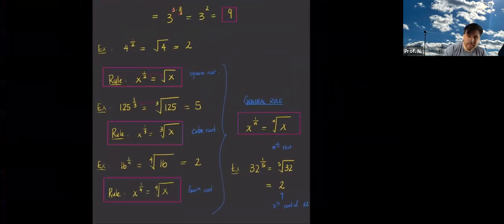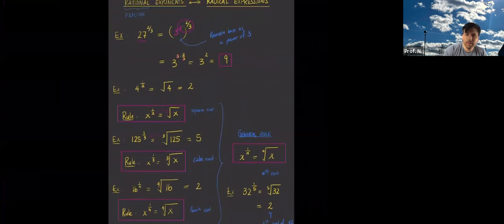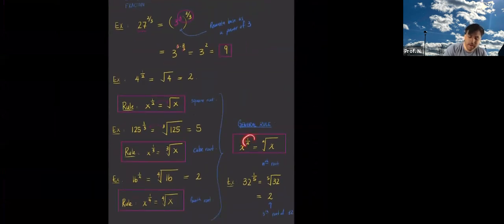Okay, but going back to the example that we started with, we don't always have fractions that only have a 1 in the numerator. So what happens when we have a fraction that has a number other than 1 in the numerator? How do we take care of that? So let's go back to our example that we started with, right? We said, what is 27 to the 2/3? What is that?